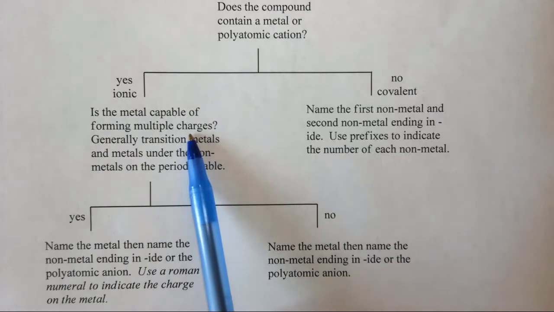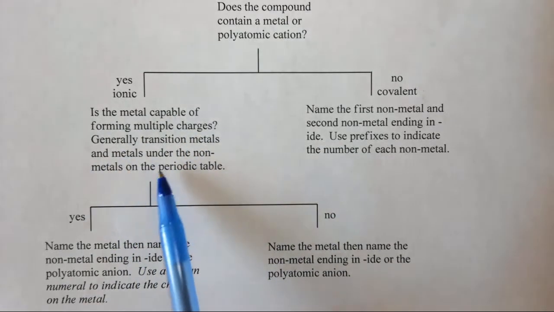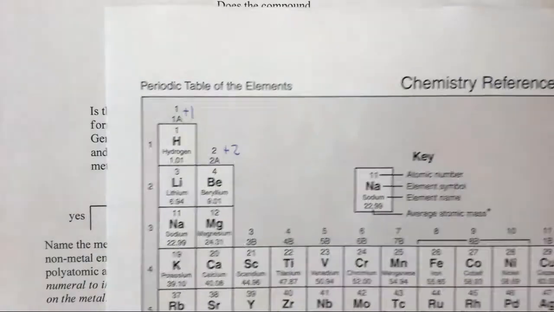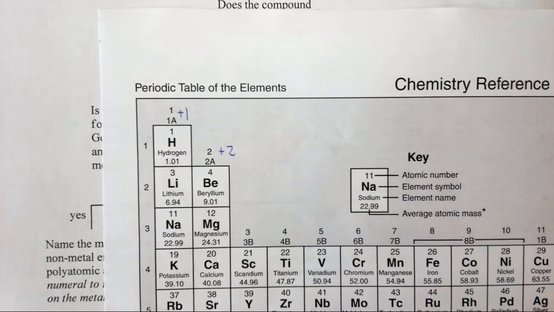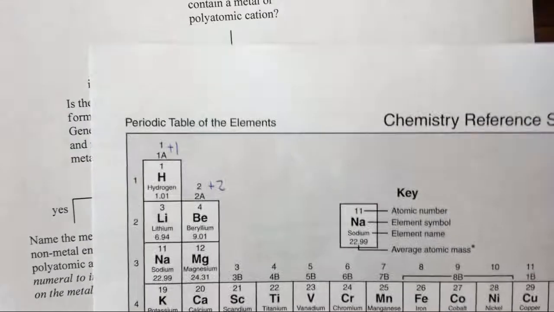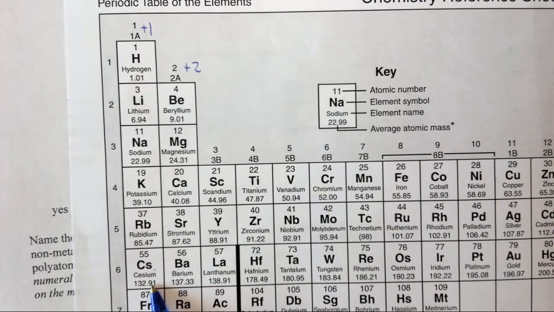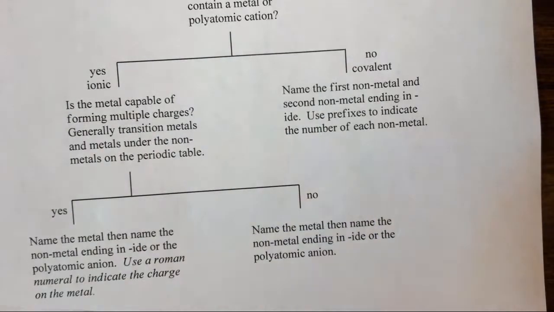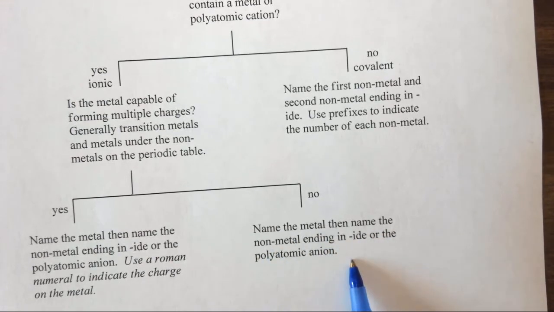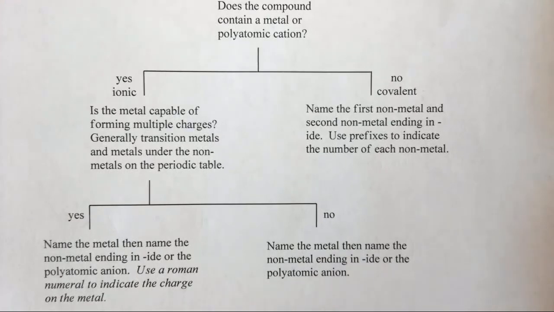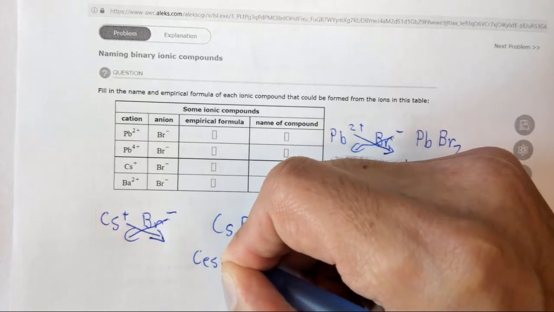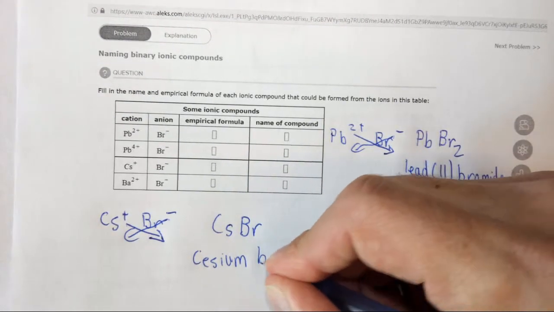Is the metal capable of forming multiple charges? And again, that's generally the transition metals or the metals under the nonmetals on the periodic table. The answer this time is no, because cesium is a main group metal. Remember, these are the transition metals in this area over here, and cesium is right here on the periodic table, so it's a main group metal. So here the answer is no. Name the metal, then name the nonmetal ending in "ide" or the polyatomic ion. We don't have a polyatomic ion here, so we don't have to worry about that. So we just name the metal, cesium, then name the nonmetal ending in "ide," bromide.